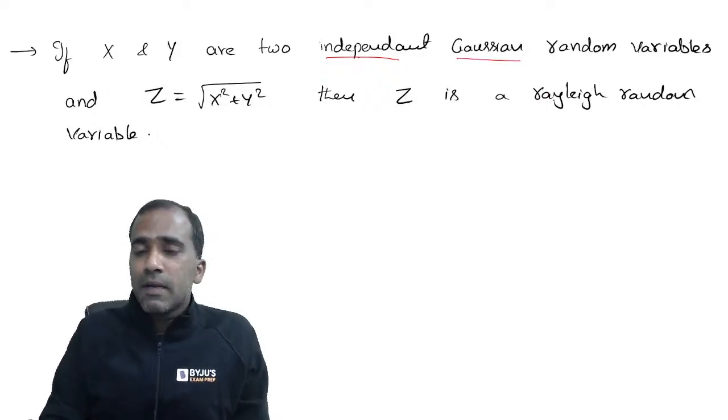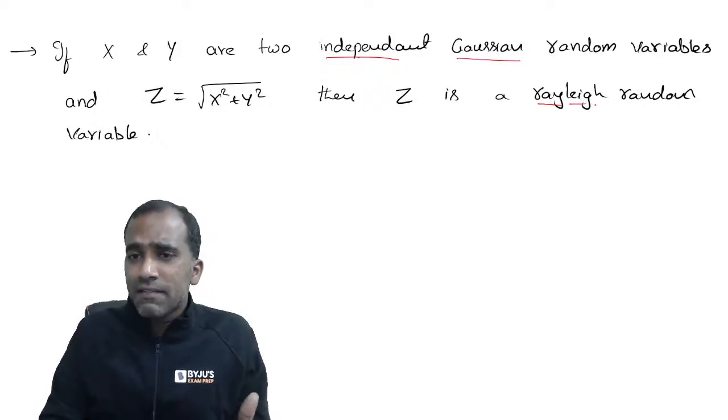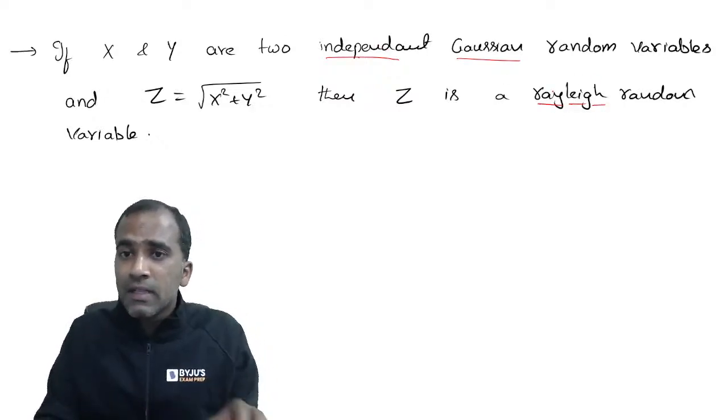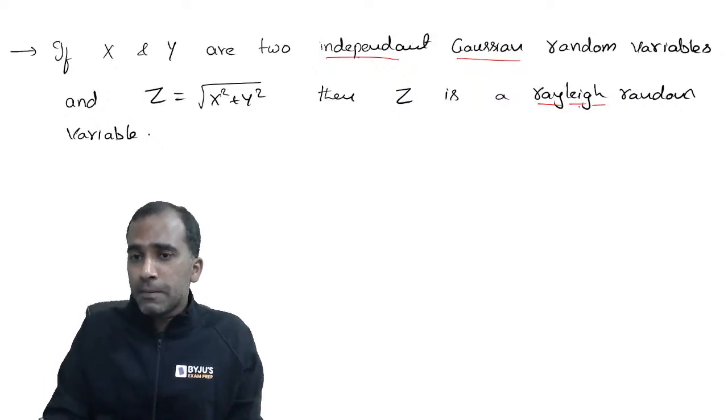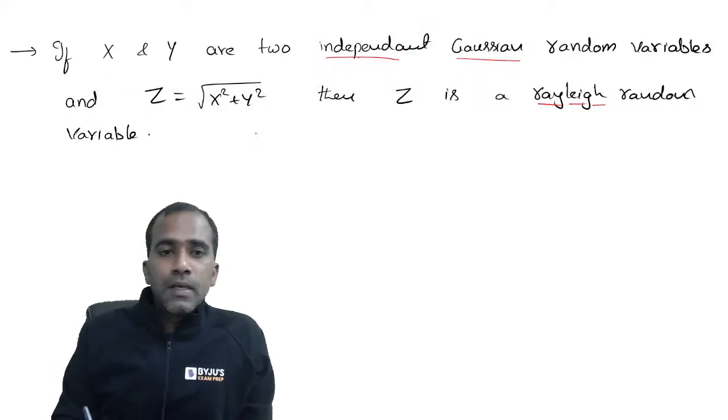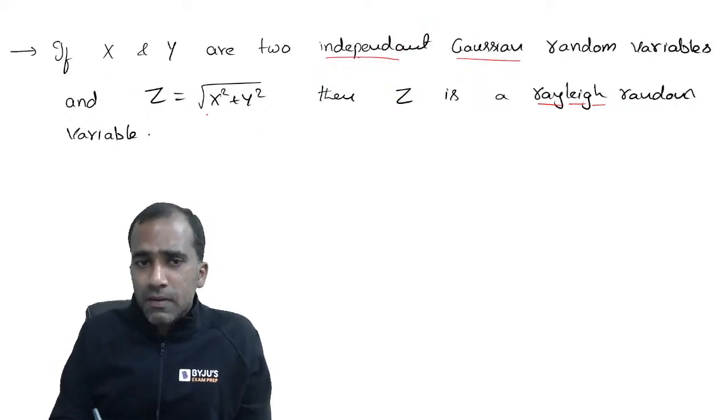Then z is a random variable, right? It should have some PDF, no? And that PDF is definitely Rayleigh. If x and y are not independent, then this will not be Rayleigh. If x and y are not Gaussian, then also it will not be Rayleigh. X and y both should be Gaussian and independent of each other, right? Based on this simple point, a lot of questions were asked in the previous papers.